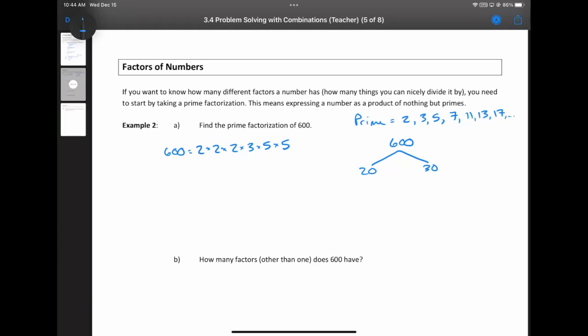And then I'm going to say 20 could be written as 4 times 5, and 30 could be written as 5 times 6. And then here, 4 can be written as 2 times 2. The 5 is a dead end because it's already prime. The second 5, same argument. And the 6 can be written as 2 times 3.